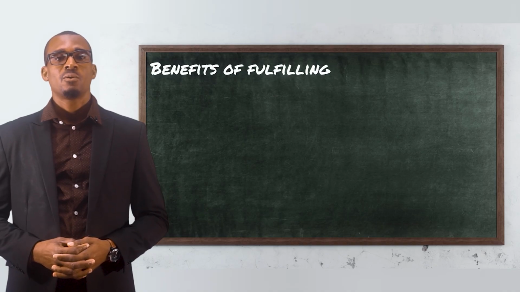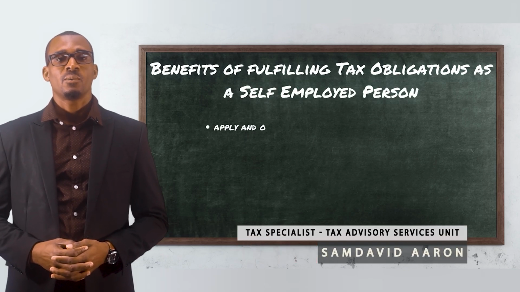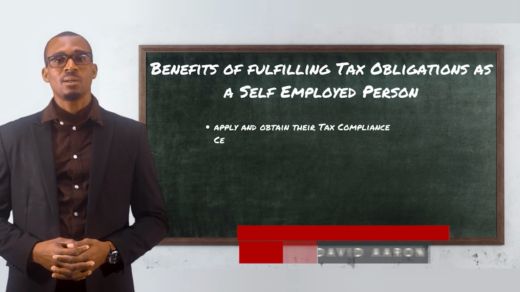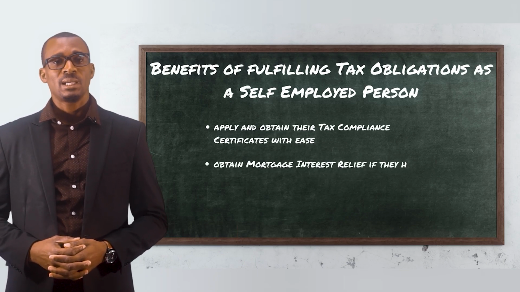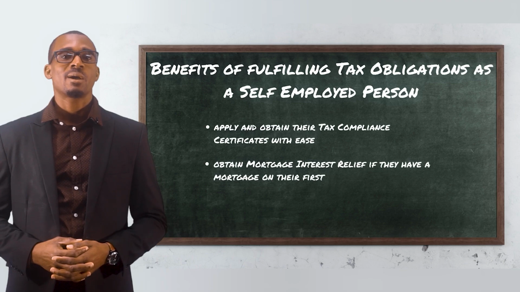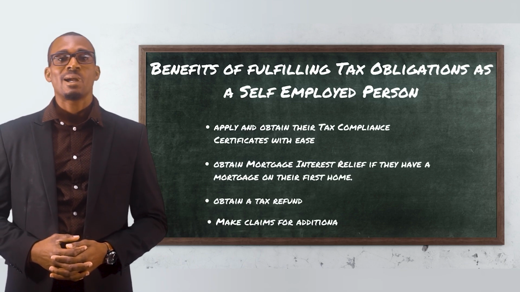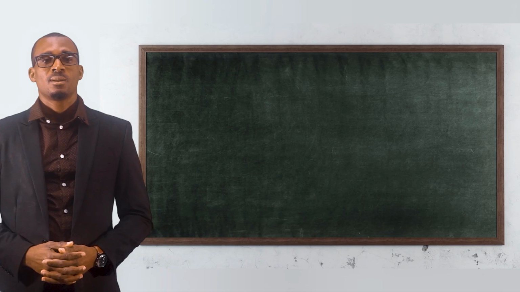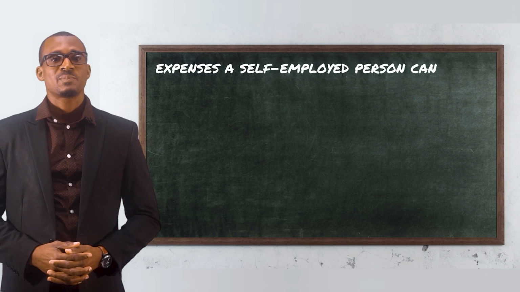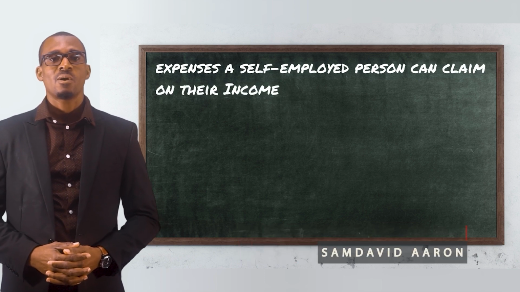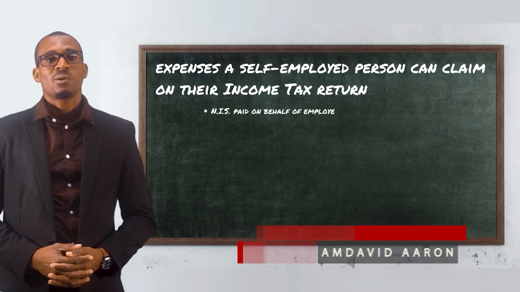Self-employed individuals who have fulfilled their filing statutory tax obligation will benefit from the following: apply and obtain their tax compliance certificates with ease. Obtain mortgage interest relief if they have a mortgage on their first home. Obtain a tax refund. Make claims for additional deductions as well. An individual involved in business or trade is only allowed to claim expenses wholly and exclusively incurred or expended by the business in the year in which the expense occurred.